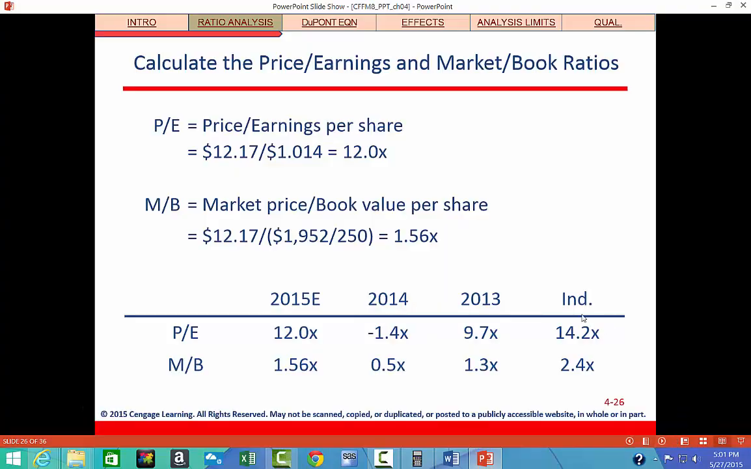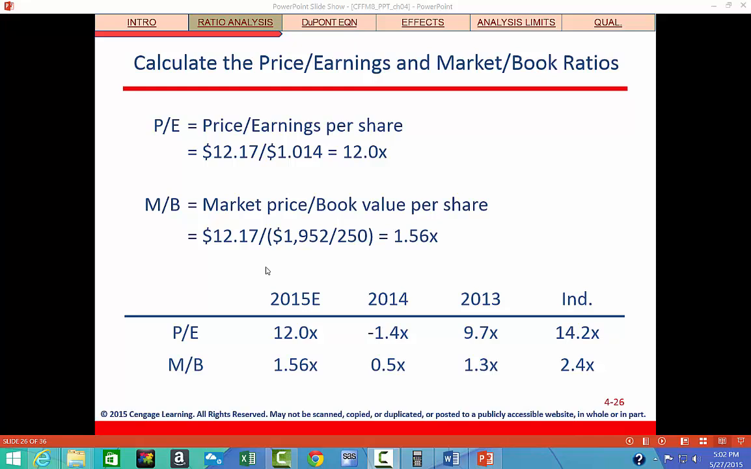So now we're to market value type ratios. So we have the PE ratio and the market to book ratio. The PE ratio is just price per share divided by earnings per share. And so you get 12.